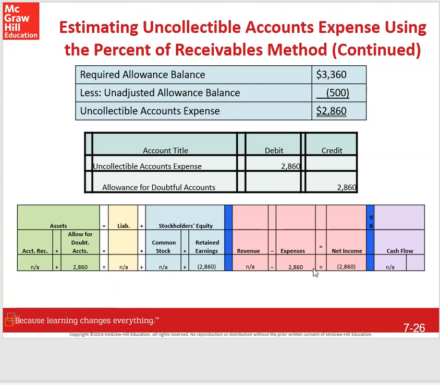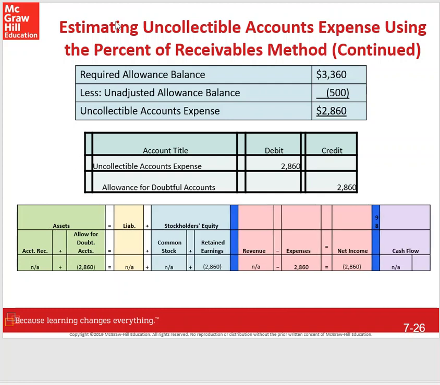And in terms of our accounting equation, we see that we're expensing the 2,860, bringing down our net income, and therefore bringing down our retained earnings. And then allowance for doubtful accounts over here should actually show as negative numbers, right? That's a contra account, so that should be negative. There we go, that looks better. So negative 2,860 equals negative 2,860. So both sides of the accounting equation are going down.